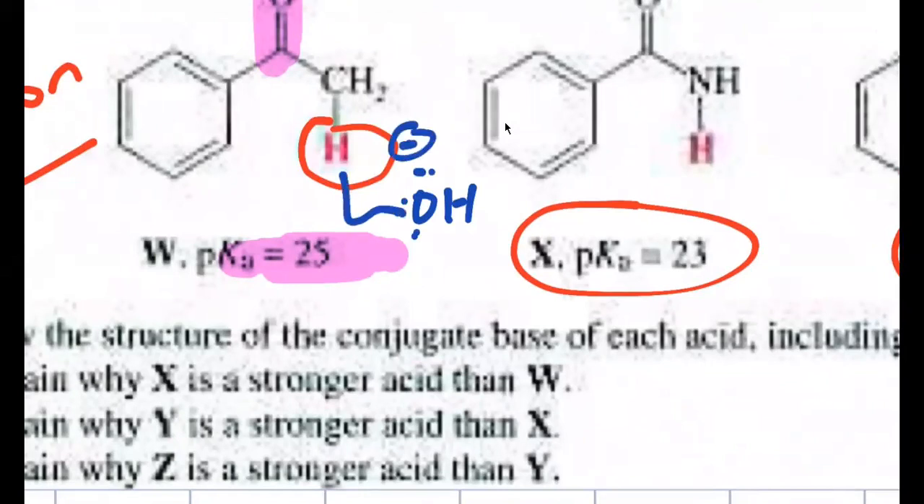Base comes in, boom, attacks the H, and then those electrons go back onto the atom that the H is bonded to. That never changes, all right? Never, ever, ever. So anytime you think about the conjugate base, it's the acid after it's lost the proton. Any questions about that? These are not great acids, but the protons are acidic nonetheless, and you have to add a base in order to remove it.